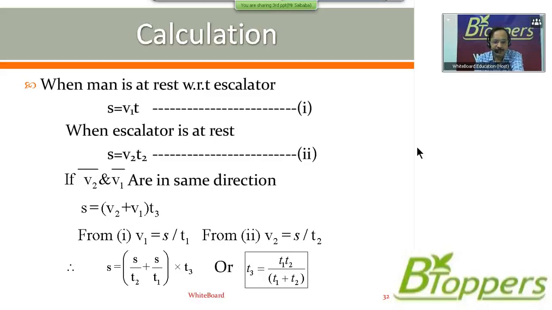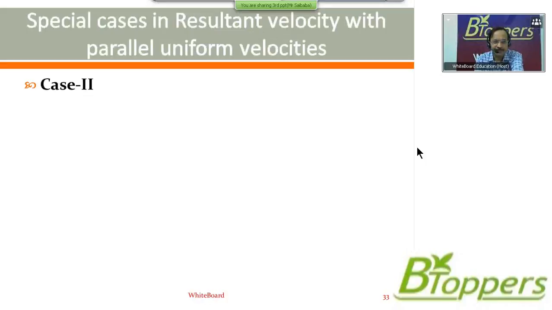You get T3 equal to T1 T2 by T1 plus T2. So in case you are interested to copy the calculation, you can take a pause and copy the calculation. Then you see the another case, case 2.